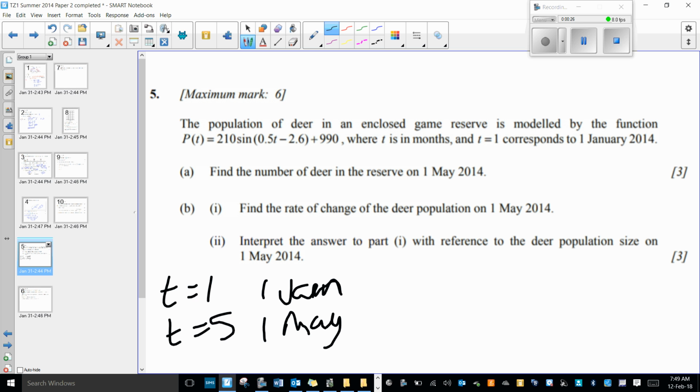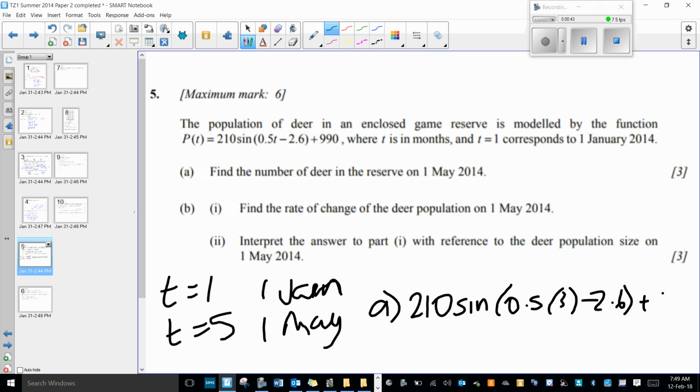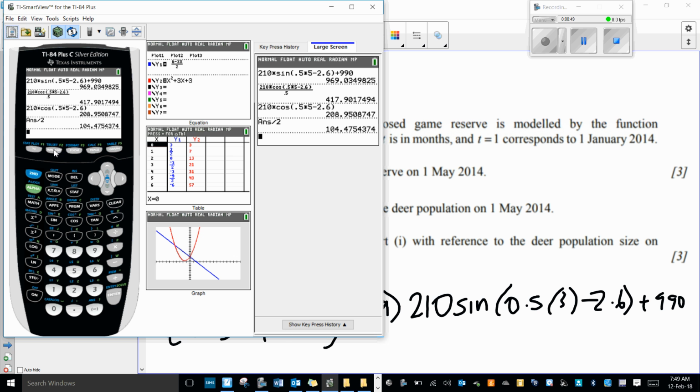So P is 210 sine of (0.5 times 5 minus 2.6) plus 990. There we go, so that is 969.